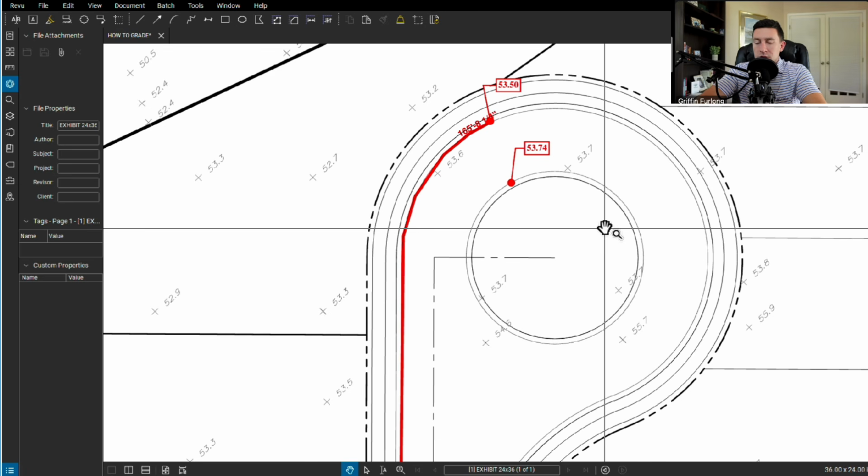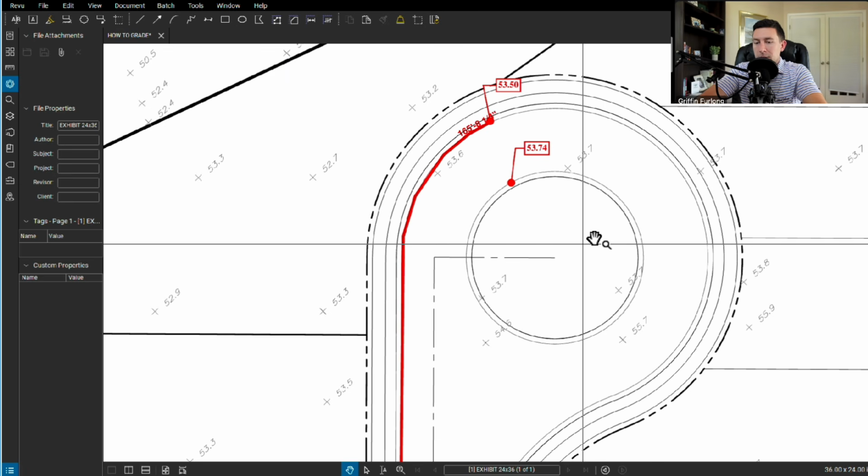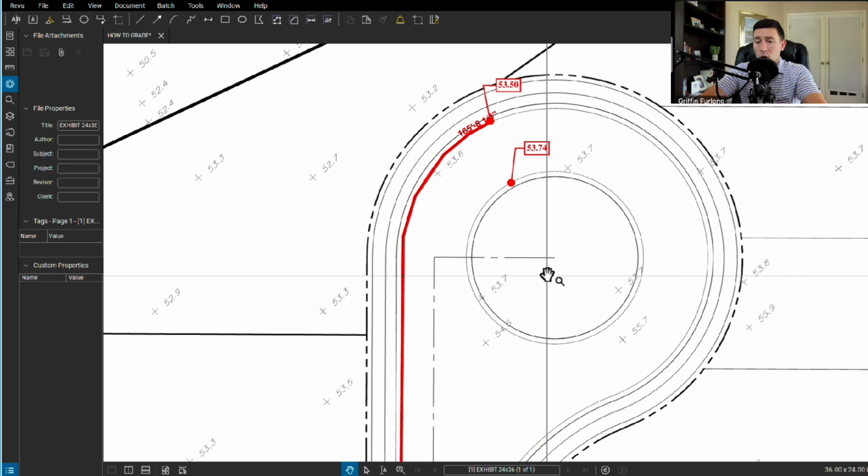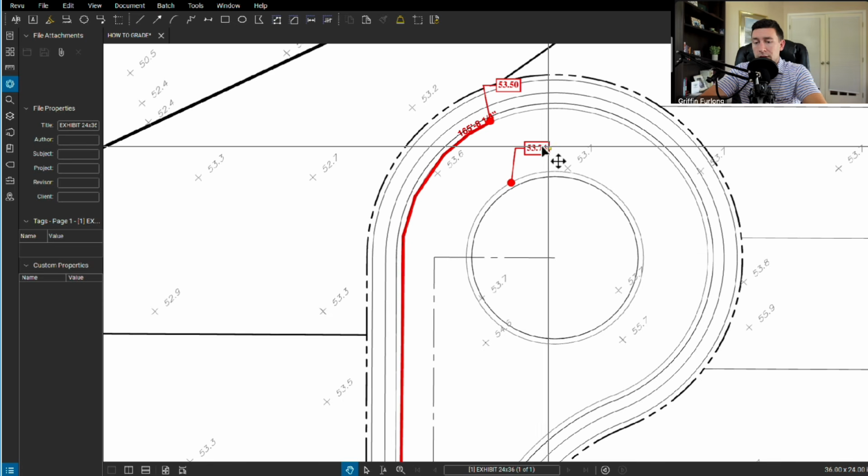Now, sometimes engineers will set grades within the landscape island. I mean, the last thing I want this thing to be is a pool of water. So sometimes you can give a grade within here.